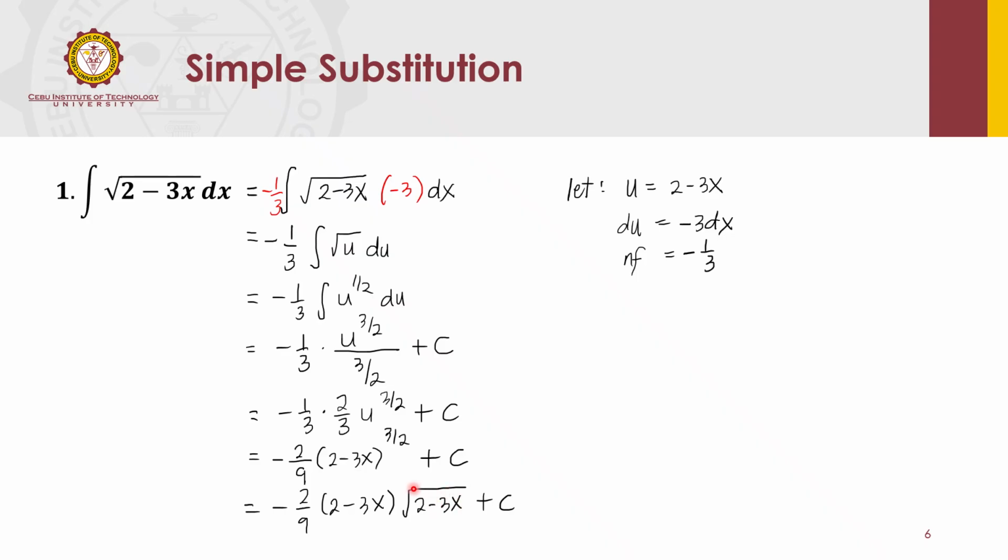So for this 3 halves, supposedly it's 2 minus 3x raised to the power of 3, and then raised to the power of 1 half. Or in radical form, the square root of 2 minus 3x raised to the power of 3. So the exponent here is greater than 2, the index. So this is not yet simplified.